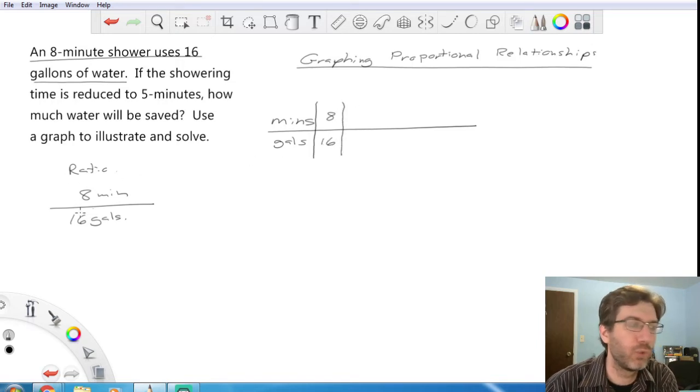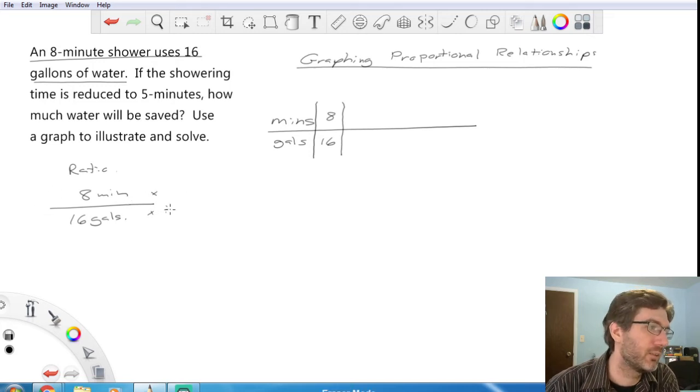Find another equivalent ratio to this. Again, pick a number to multiply this by, or pick a number to divide this by, and get another equivalent fraction. I'm going to take it down so my numbers are easier to work with. Let's divide each by, let's say, 4. This becomes 2, and this becomes 4. So I also have the ratio 2 to 4.